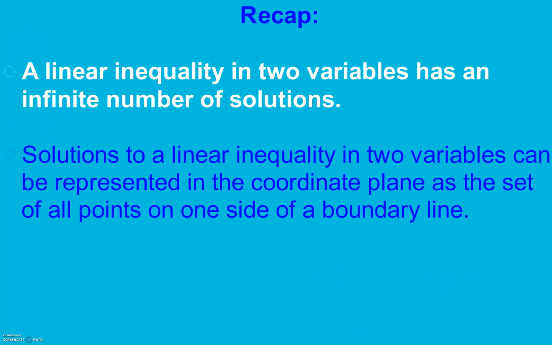Real quick recap here for section 6.5. A linear inequality in 2 variables has an infinite number of solutions, and we show that on a graph by shading. Anything that's shaded is a solution. Solutions to a linear inequality in 2 variables can be represented on the coordinate plane as a set of all points on one side of a boundary line. Remember here it's either all or nothing. It's either everything on one side is a solution or nothing on that side is a solution. And that's all I have for section 6.5.